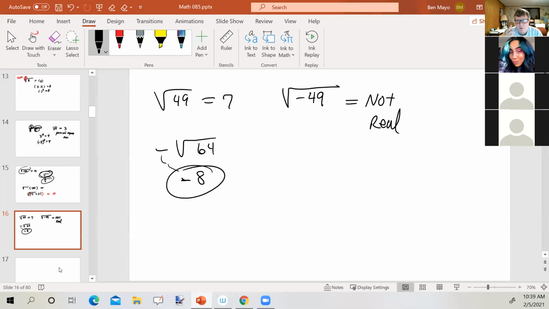Okay. That's one of 3 super important ideas in this chapter. So let me say it one more time. You can't take an even root of a negative number and get a real number answer. All right. Now, here, though, we weren't taking the square root of a negative number. We were taking the square root of a number, and then afterwards, the negative sign gets applied.